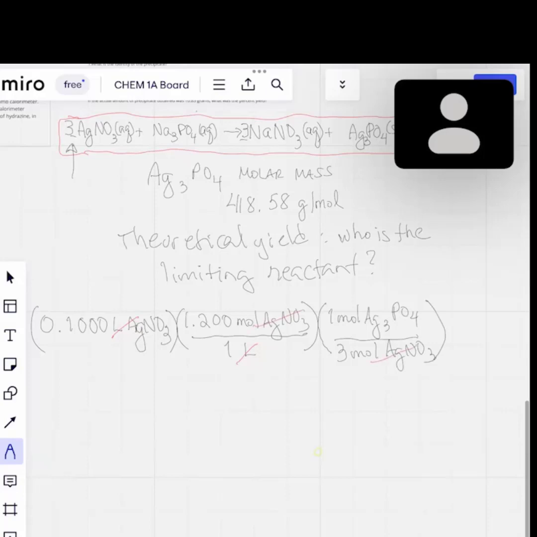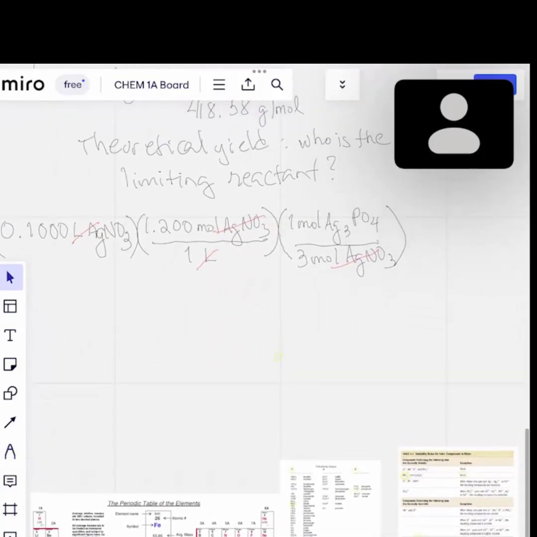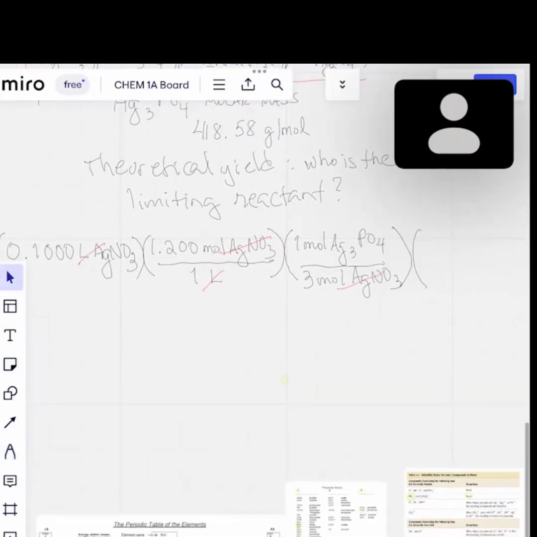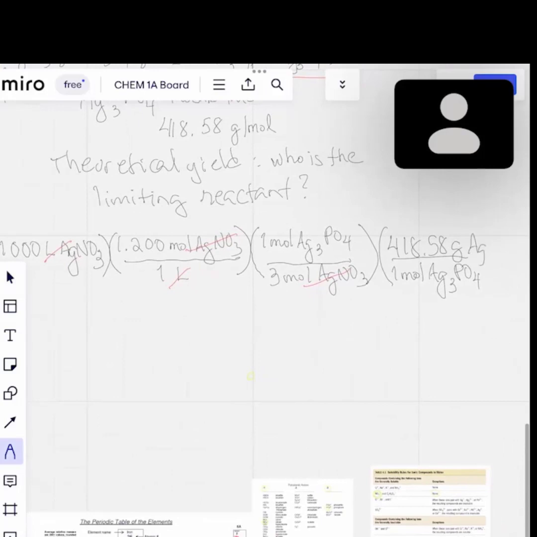And remember, the last step in our approach was to ask how many grams of product that represents. So let's go ahead and do that. We already calculated, according to our work up here, that 1 mole of silver phosphate is 418.58 grams of silver phosphate. There you go. And so in the last step, we have a cancellation of the moles, and we are left with units of grams of silver phosphate.